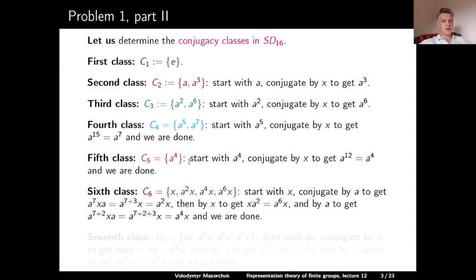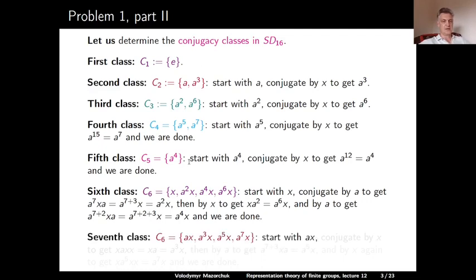Similarly, conjugating a to the power 2x by a, we get a to the power 7 times a to the power 2xa, which is equal to a to the power 7 plus 2 plus 3 times x, which is a to the power 4x, because 7 plus 2 plus 3 is equal to 12, but a to the power 8 is the identity, so this reduces to a to the power 4. This gives us our sixth conjugacy class, which consists of x, a squared x, a to the power 4x, and a to the power 6x.